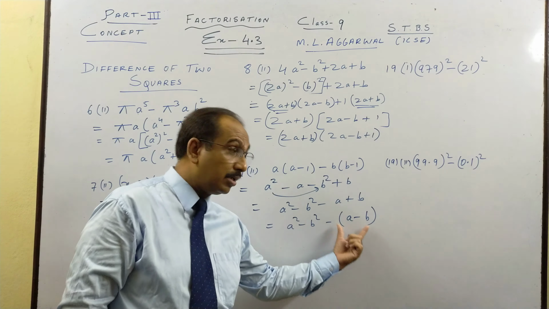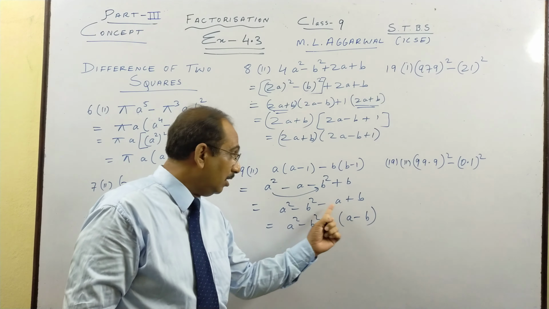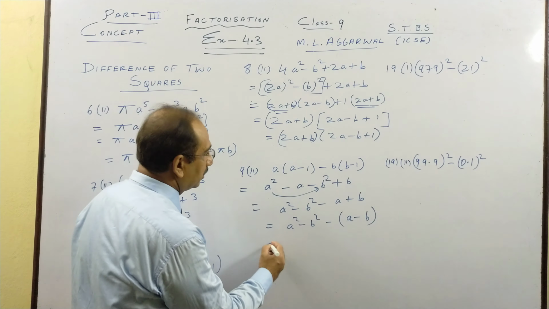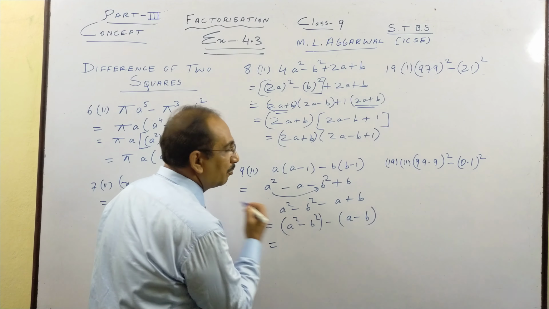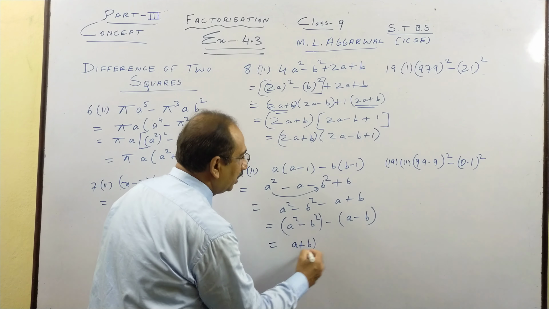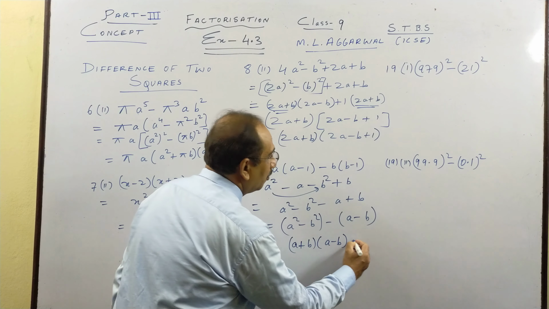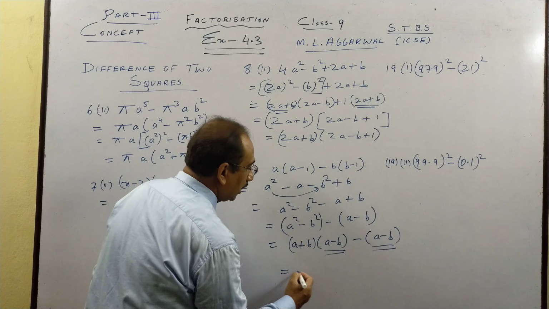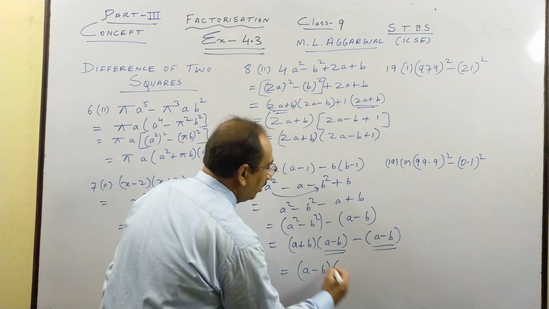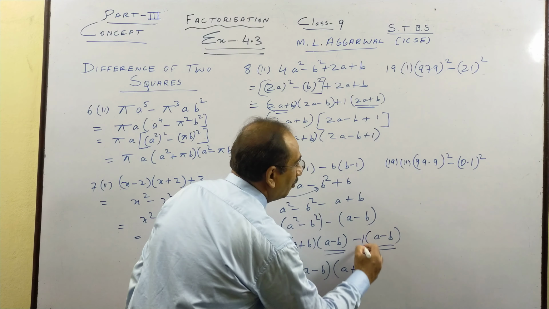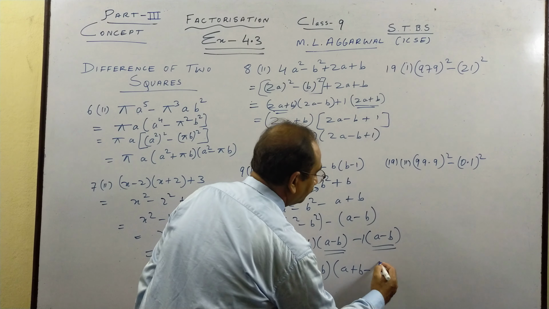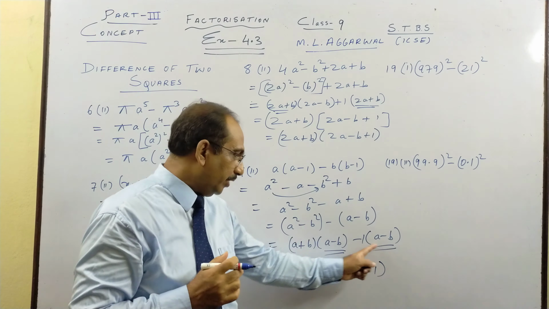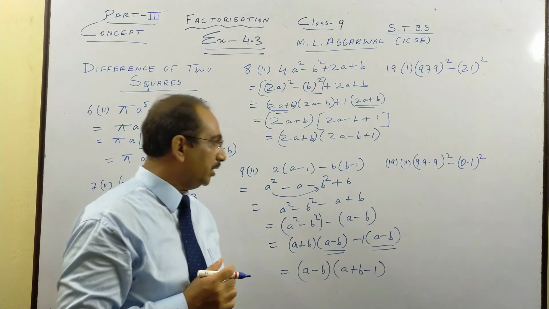Very important thing. I have taken one step extra. Minus common, minus into opposite, minus minus, it will become plus. So this is what it gives, I can put a bracket from my side. (a plus b)(a minus b) minus (a minus b). So like grouping, I take this out, a minus b. I am left with a plus b minus 1. Here if I take out this, 1 will be there.